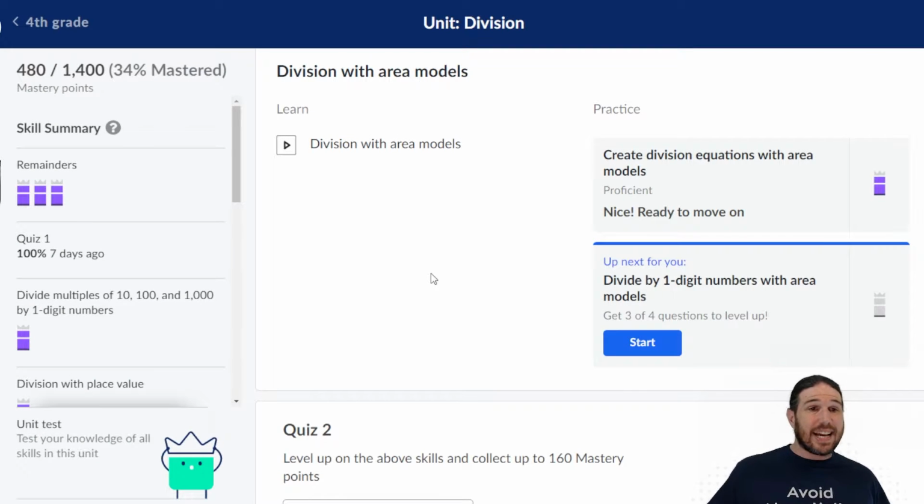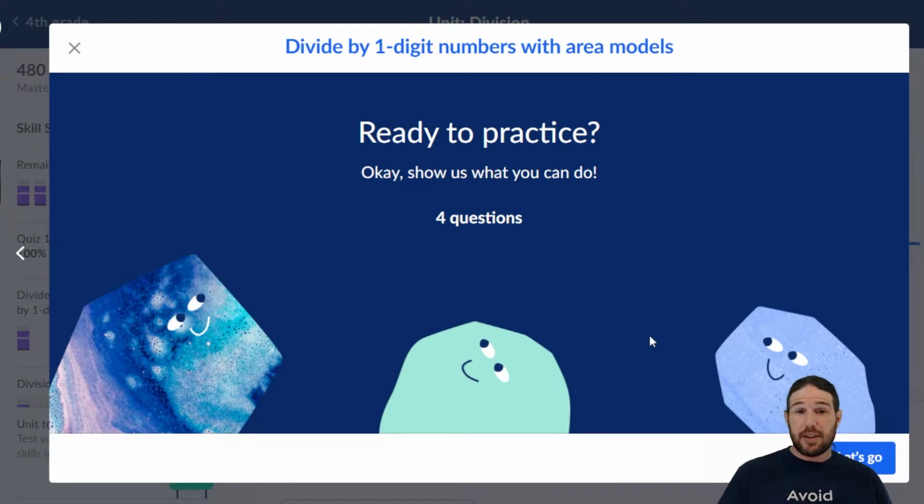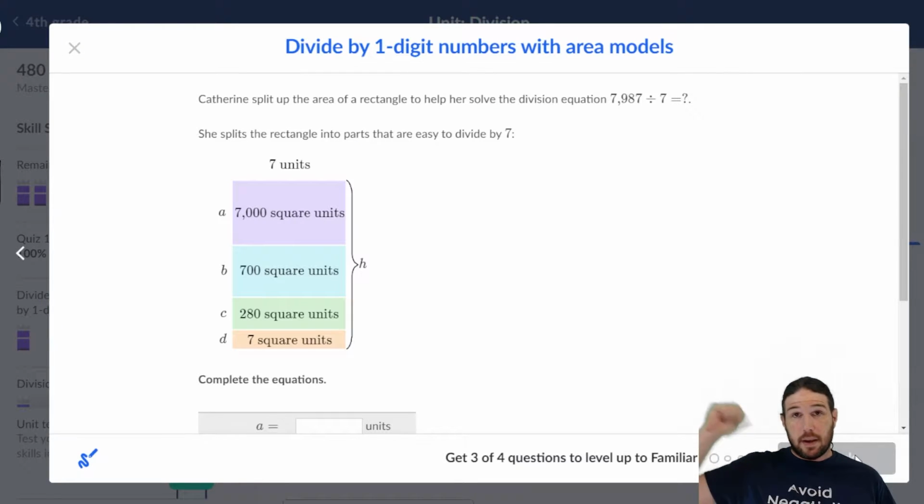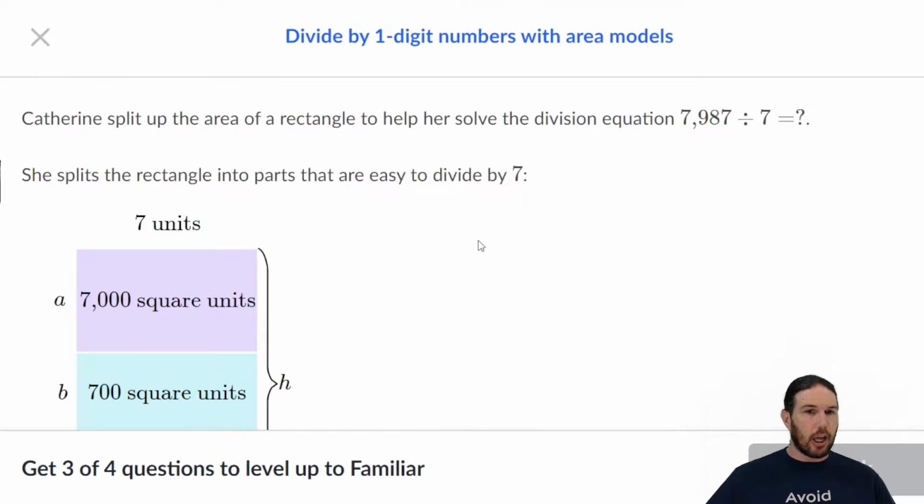Okay, our next unit, our next topic, as promised, is divide by one-digit numbers with area models. Now, this should be a little bit simpler than the examples that I gave in the video I just did. Let's take a look. It says Catherine split up the area of a rectangle to help solve her division equation 7,987 divided by 7 equals. She splits the rectangle into parts that are easy to divide by 7.